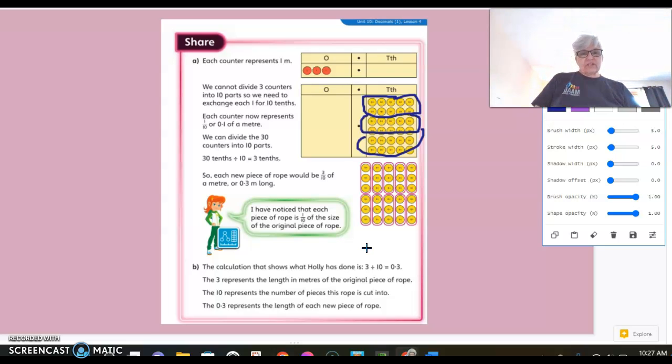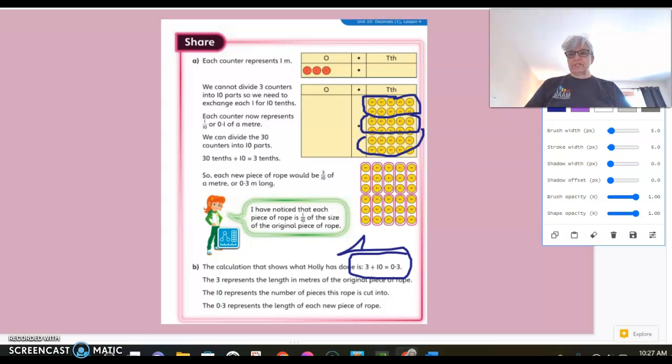B, the calculation that shows what Holly has done is 3 divided by 10 equals 0.3. You see that right here. The 3 represents the length in meters of the original. This 3 is the original. The 10 is the number of pieces the rope is being cut into, so 3 divided by 10. The 0.3 represents the length of each new piece of rope. Stop the video if you have questions.